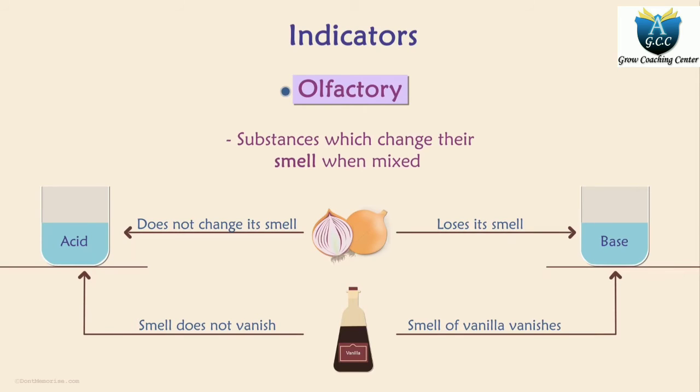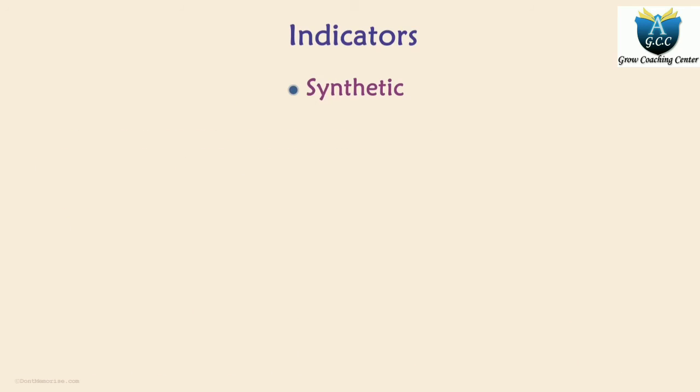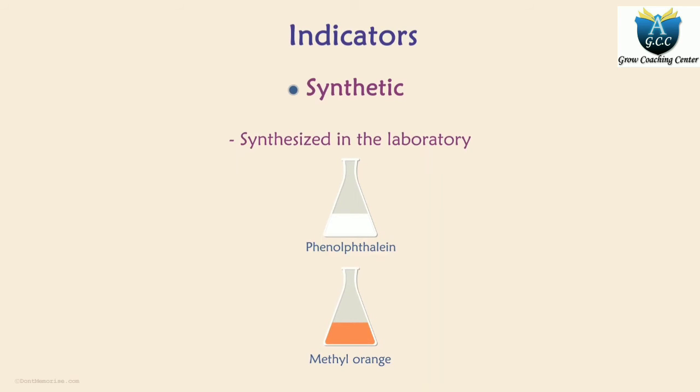Do you know where they are used? They are used to ensure the participation of visually impaired students in the laboratory. Interesting, isn't it? What are synthetic indicators? Indicators that are synthesized in the laboratory are known as synthetic indicators. Phenolphthalein and methyl orange are two examples of synthetic indicators.